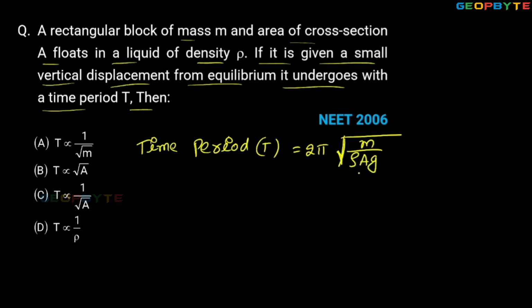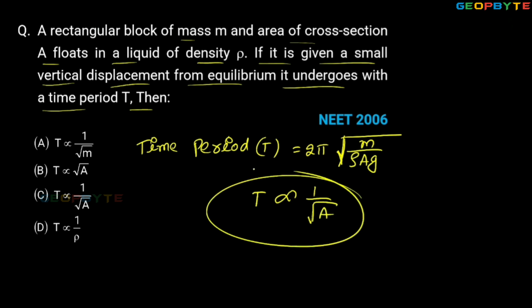From this, mass remains the same, rho remains the same, g remains the same. I can say time period is proportional to 1 by root A. This is the relation between the time period and cross-sectional area. So time period T is proportional to 1 by root A. Option C is absolutely correct. Understood clearly? Yes.